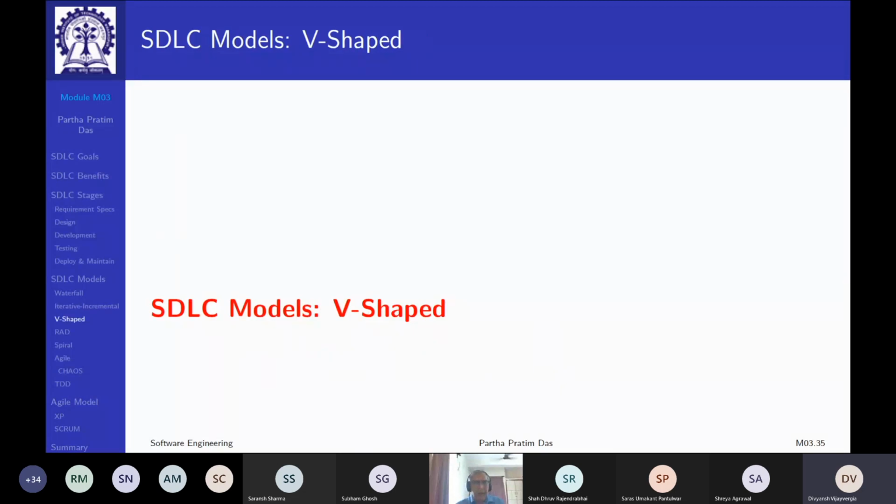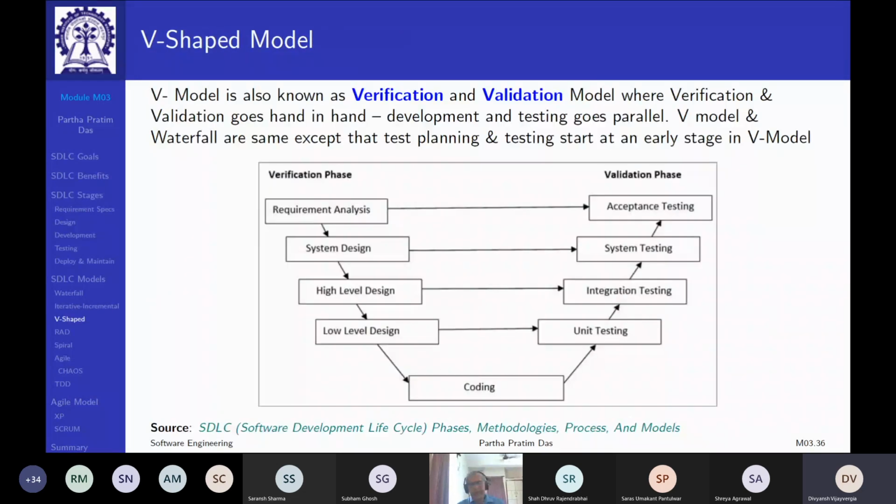The third, which is used in some cases, is called a V-shaped model, or simply V model. And this word V has three connotations here. One is, as you can see, the entire flow looks like the letter V. And the other two connotations are, there is a verification phase and there is a validation phase of the model.